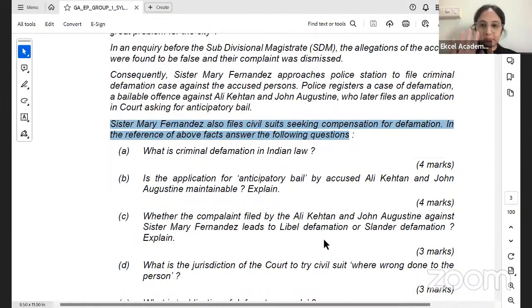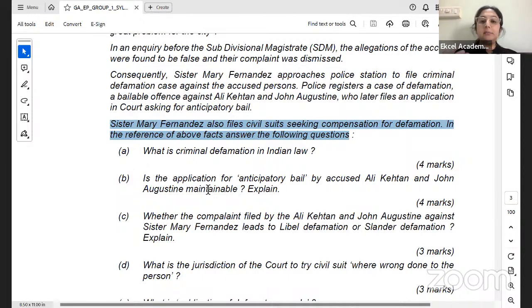So our principal has filed a case against these two people, saying it is defamation. And what happened? It's a bailable offense, but these two people want to take anticipatory bail. So they are trying to take anticipatory bail so that they will not be arrested.